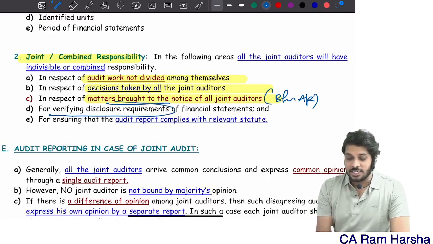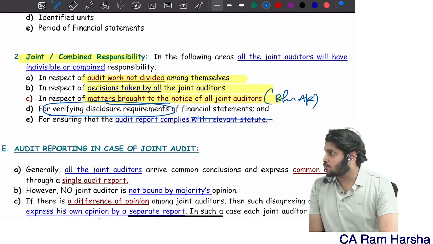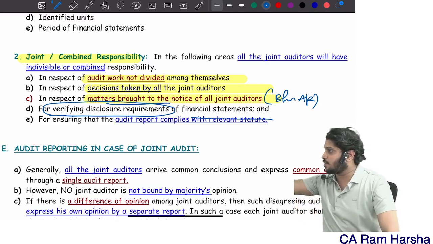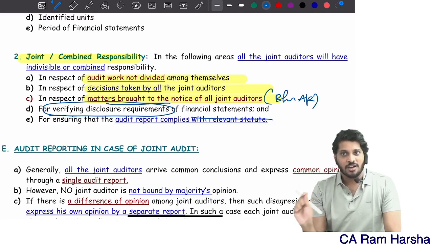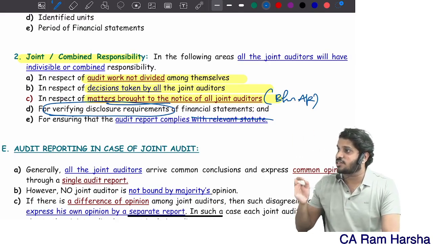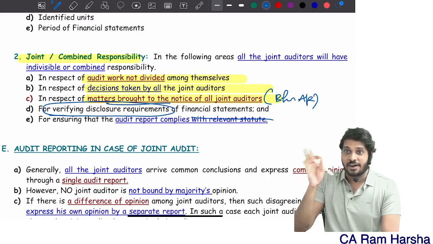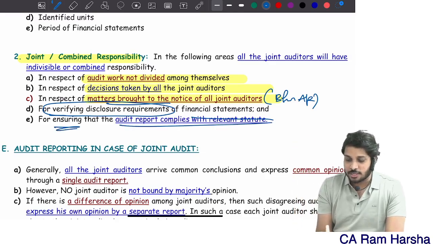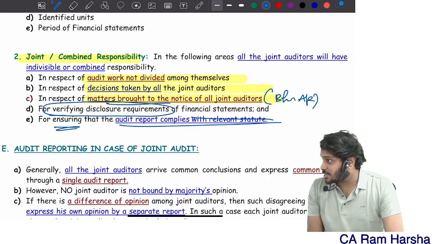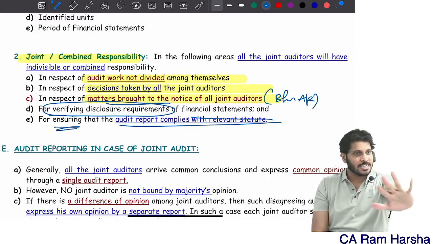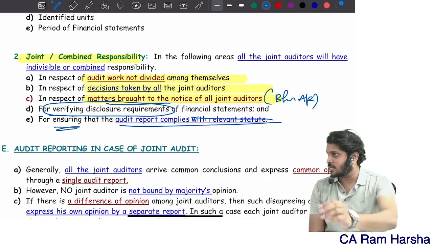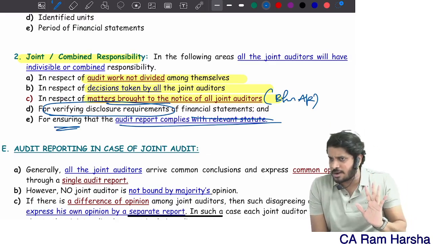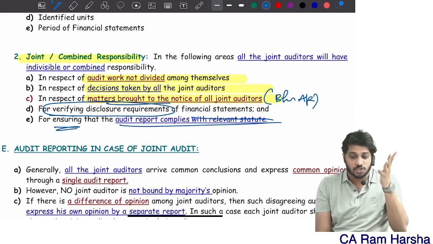Or for verifying disclosure requirements in financials, say notes to accounts, where 100 pages are there. Joint auditor one, you see 5 pages, you see 5 pages, you see 5 pages. Can I divide the work like this? No. For presentation and disclosure requirements, and whether financials are prepared as per the applicable framework, all the joint auditors will have a combined responsibility. Also for ensuring that the audit report complies with the relevant statute, as per the reporting standards, and follows the applicable format.